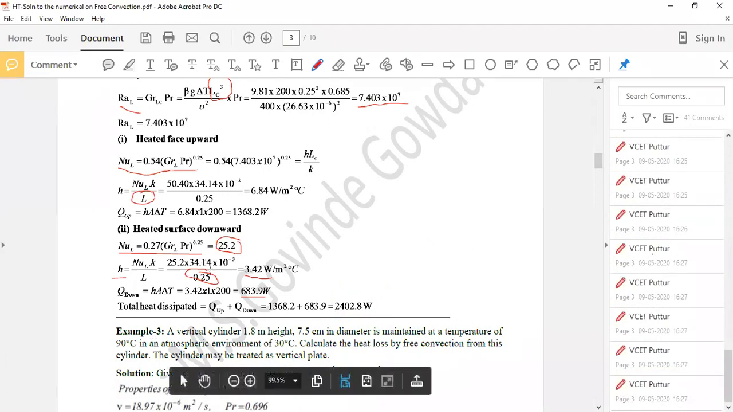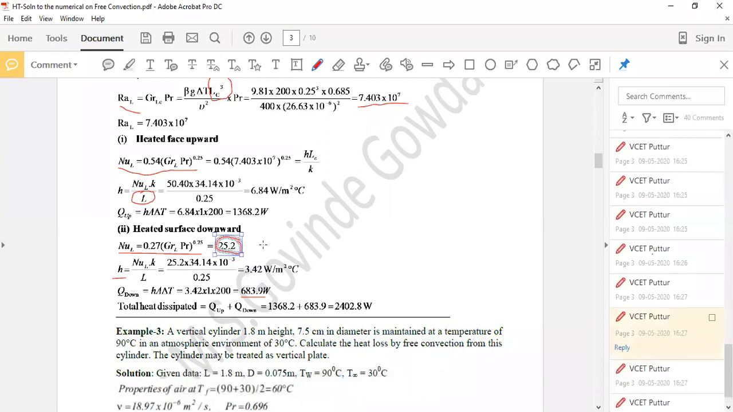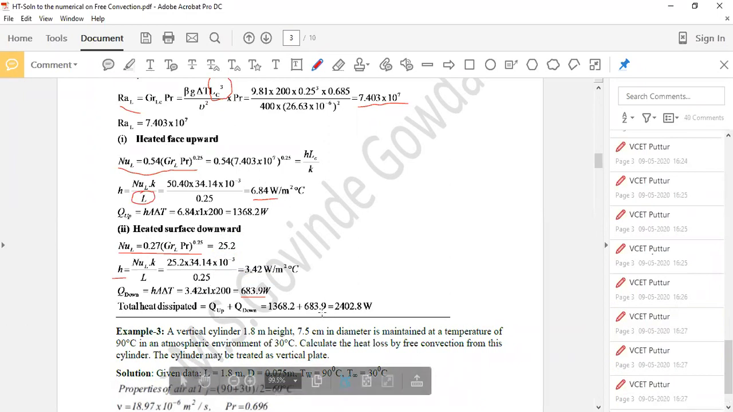So you can observe here that the amount of heat transfer, or the heat transfer coefficient, when the heated surface is facing up comes out to be more, and when the heated surface is facing down it comes out to be comparatively less. The reason is very simple. Even in the next problems also one can look into that.